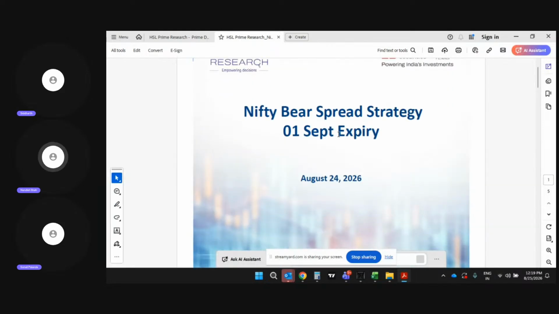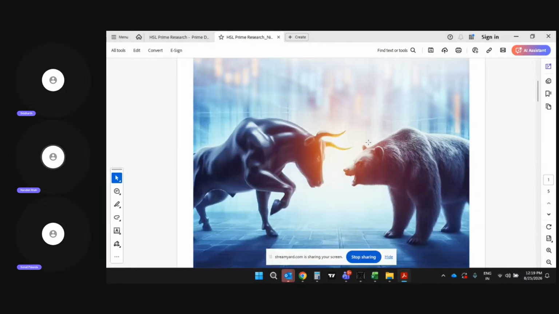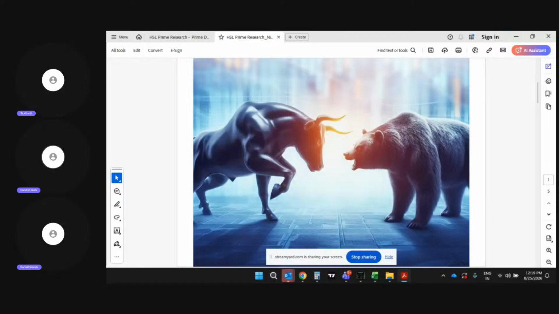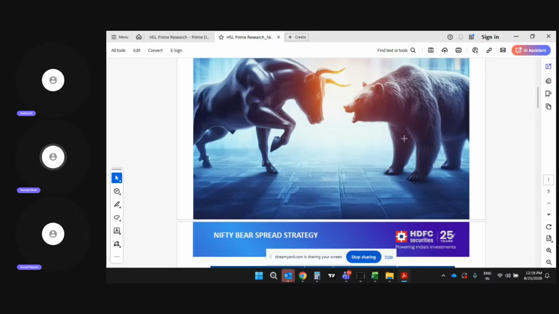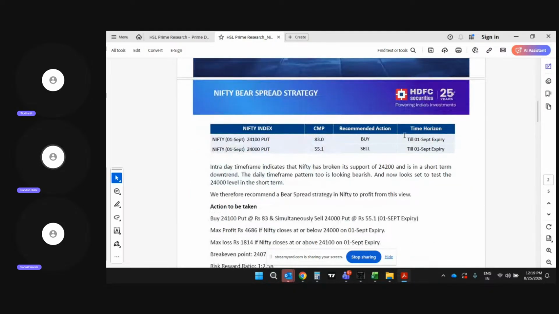So we issued this Nifty bear spread strategy. As I just mentioned, Nifty has been falling since the last few days, so the positional trend has turned weak, although 24,000 is a very strong support. But believing that there is a possibility that Nifty might break that level, we have issued a Nifty bear spread strategy where the risk reward is favorable. If the market doesn't fall sharply, the loss will be very limited, and if the market falls sharply, we can take benefit of that.